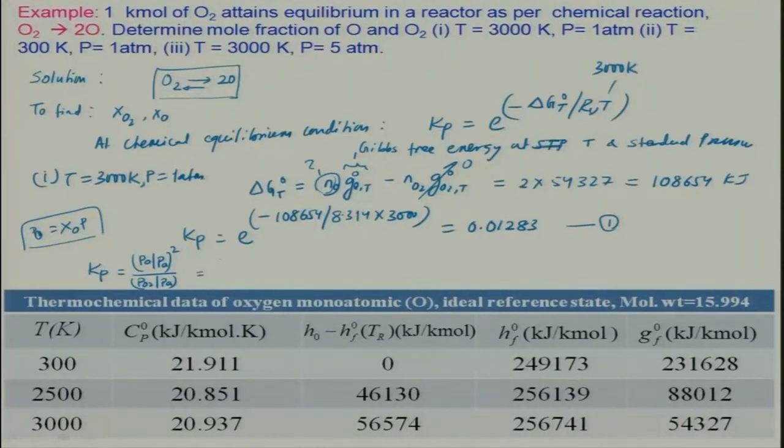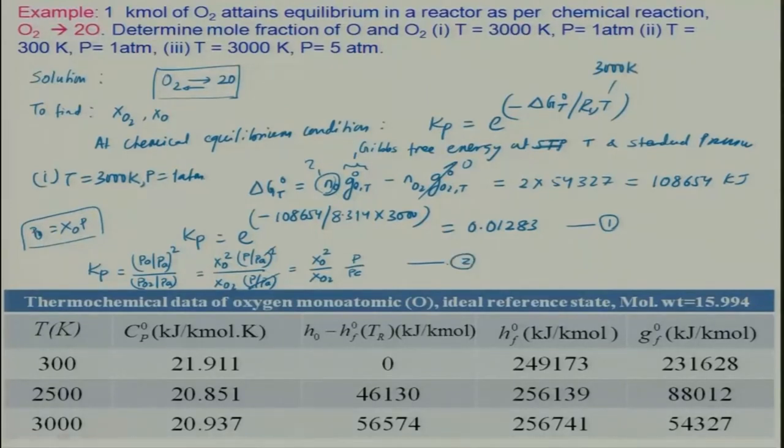So, I can write down Kp = (x_O² P/PA)² ... x_O² divided by x_O2, and this will cancel out. So, we get x_O² / x_O2 times P/PA. Let us say this is equation 2.